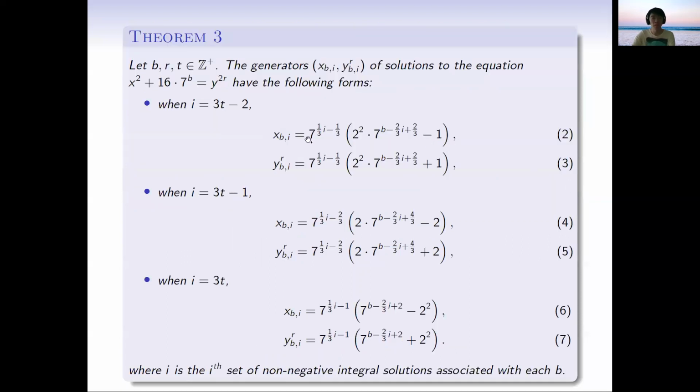Here's our main theorem. We show that the generators of solutions to this equation have the following forms. We classify this into three different cases. When i equals 3t minus 2, we have these two equations. When i equals 3t minus 1, again, we have this set of solutions. And lastly, when i equals 3t, we have equation 6 and equation 7. Here, i represents the ith set of non-negative integral solutions associated with each b.